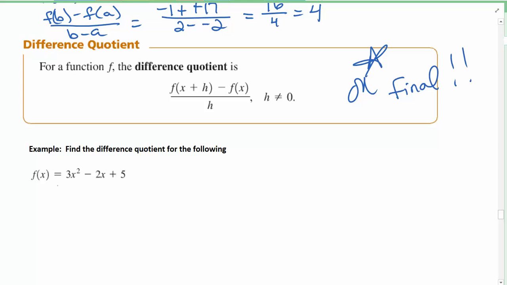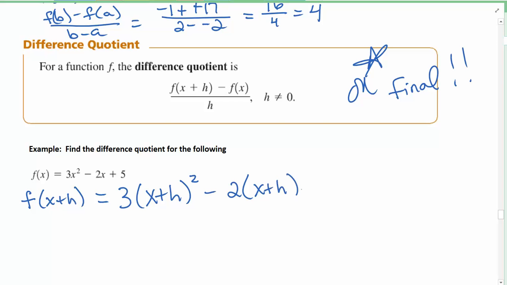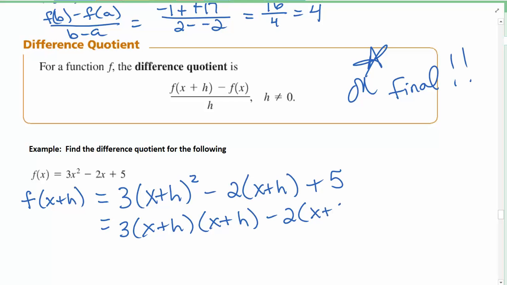All right, so the first thing I would do is go ahead and compute f of x plus h. What that means is you're going to put x plus h in for x in this equation. So it's going to be 3 times x plus h squared minus 2 times x plus h plus 5. All right, so this is 3 parenthesis x plus h times x plus h minus 2 times x plus h plus 5.